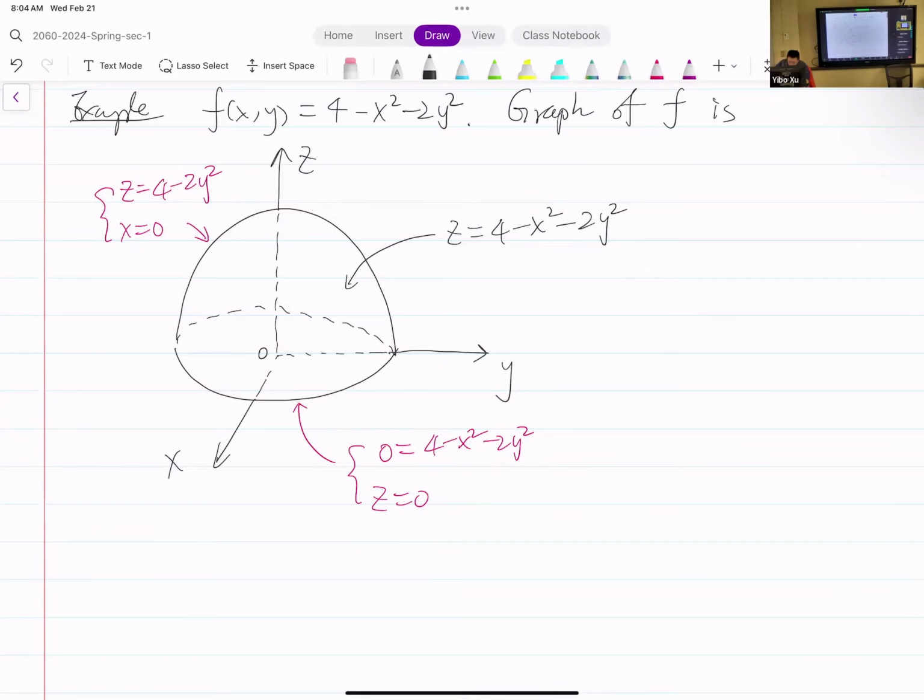And now we focus on the first octant. Basically, when we talk about the first octant, this is just the part where x and y are non-negative, and z also is non-negative. So basically, we'll be looking at this piece.